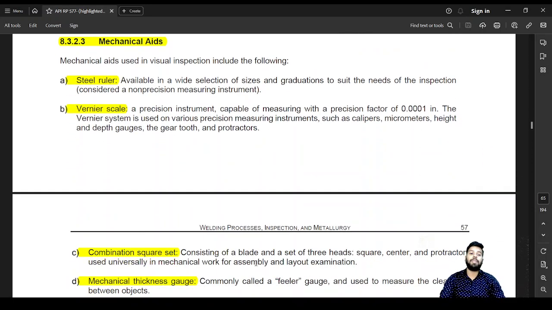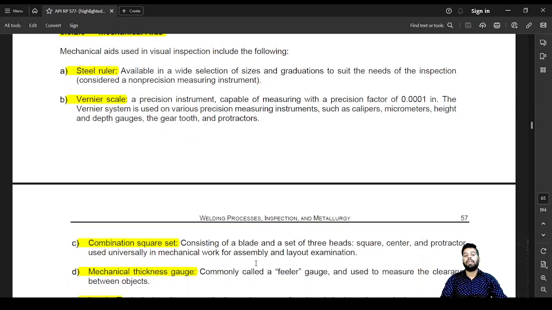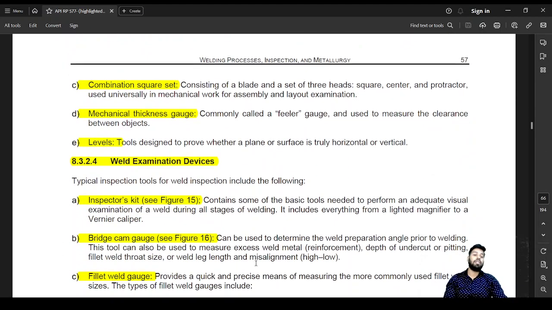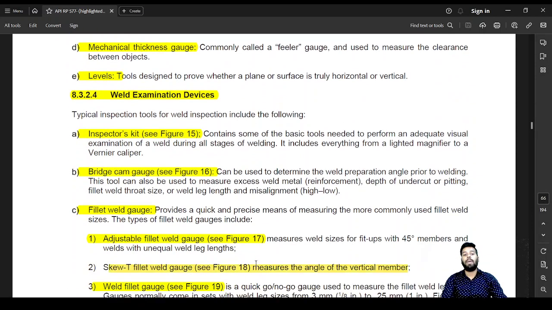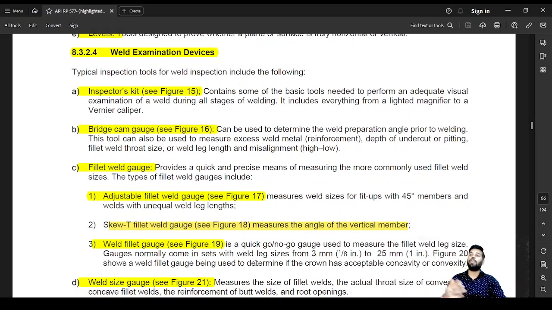Mechanical aids would be something that will help you to take measurements. So you can use a steel rule, a vernier caliper, combination set square set, mechanical thickness gauges, and various kinds of levels. Weld examination devices, so you can have various kinds of weld inspection gauges. You can have fillet gauges, palm green gauges, bridge cam or Cambridge gauges. You can use high-low gauges. Different types of gauges can be used to inspect the weldments. So you can have an inspector's kit. The inspector kit figure is given below. The bridge cam gauge can be used. Fillet weld gauges can be used, which is only good for identifying fillet welds or T-joints.